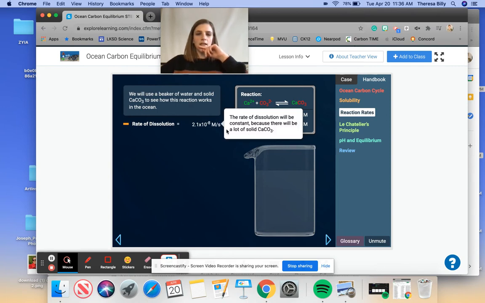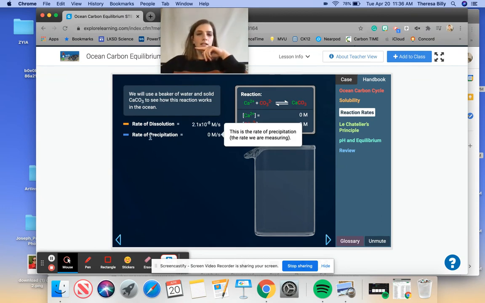The next thing that they're going to show you are the rates of the forward versus the reverse reactions. So the rate of dissolution, remember, think, oh, this is going into the solution, which means we're going from calcium carbonate into the ions calcium and carbonate. So this is the reverse reaction. Dissolution, the rate of dissolution is the reverse reaction.